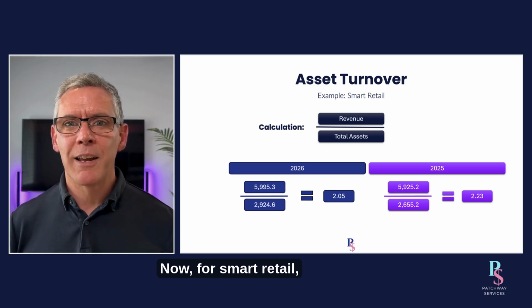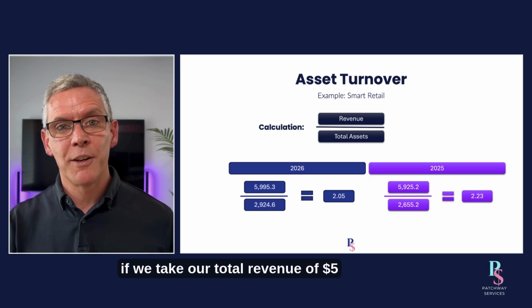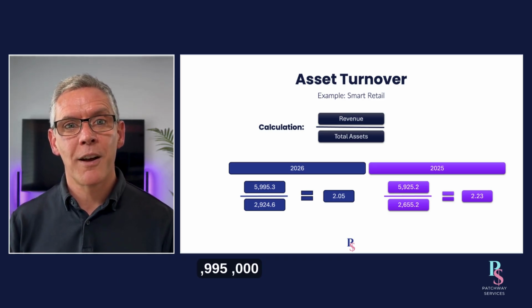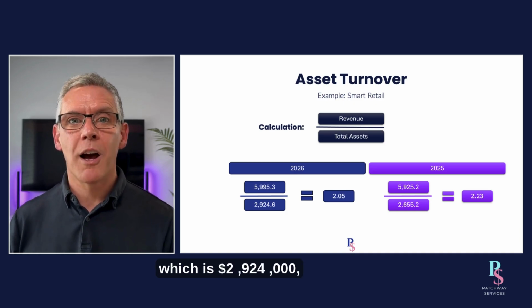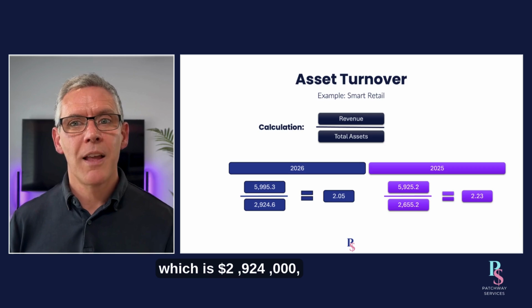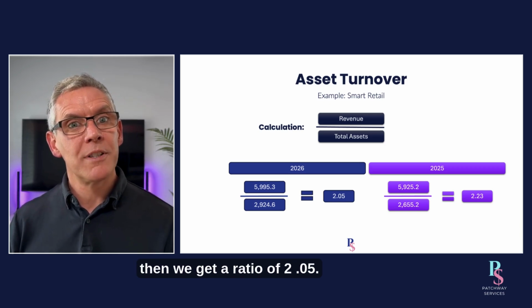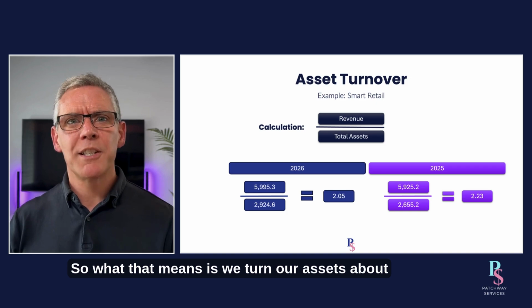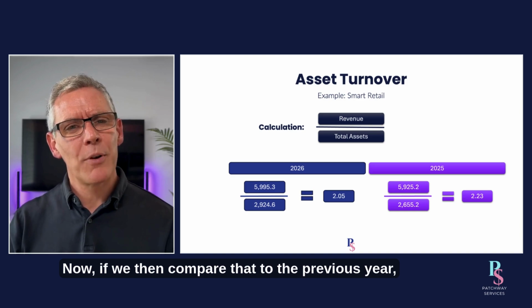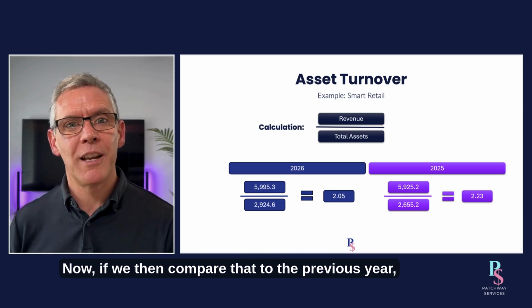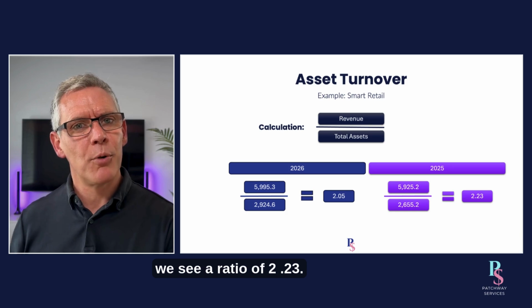Now, for Smart Retail, if we take our total revenue of $5,995,000 and then divide that by our total assets, which is $2,924,000, then we get a ratio of 2.05. So what that means is we turn our assets about twice a year. Now, if we then compare that to the previous year, we see a ratio of 2.23.